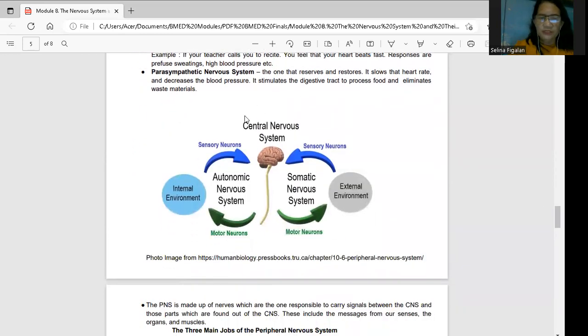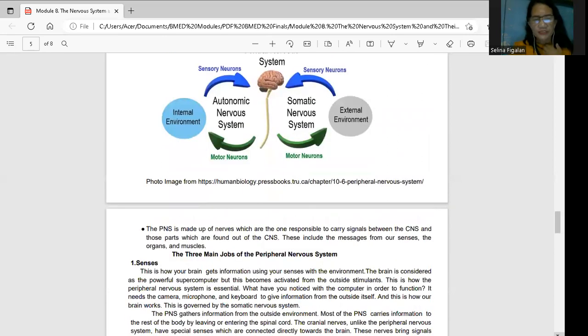Okay, so this one, the central nervous system. Okay, this one is the internal and then the external factors. Okay, so maari na yun ay under the sensory or motor neurons, yung interneurons kanina na diniscuss. Okay, the PNS is made up of nerves which are responsible to carry signals between the CNS and the parts which are found out of the CNS. So maliban sa brain and then spinal cord, the PNS are responsible for this. Why? Because of the nerves. So meron tayong cranial nerves and then meron tayong, what do you call that? Spinal nerves. So ang dami nating nerves sa ating katawan to send impulses.